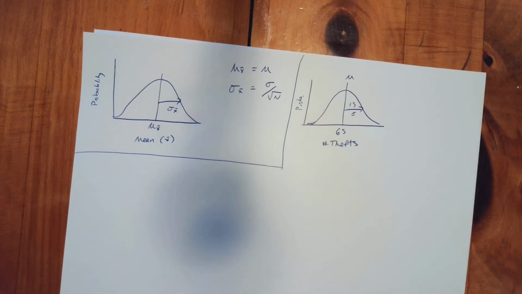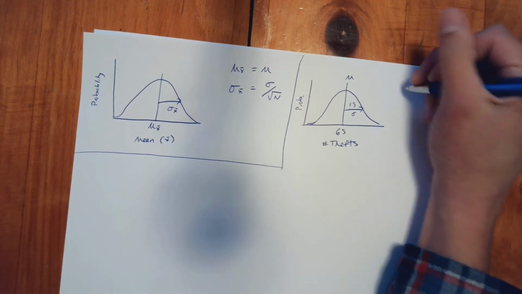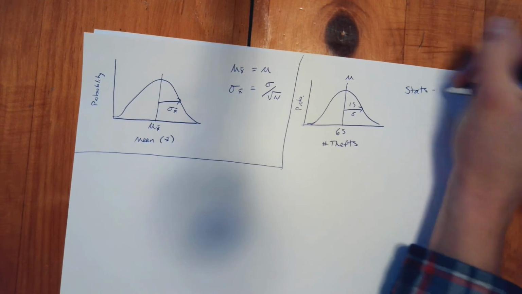What we're going to say is that this is a sampling distribution for the number of thefts at a chain of stores. So there's actually hundreds and hundreds of stores across the country. We'll call them Stat Smarts.